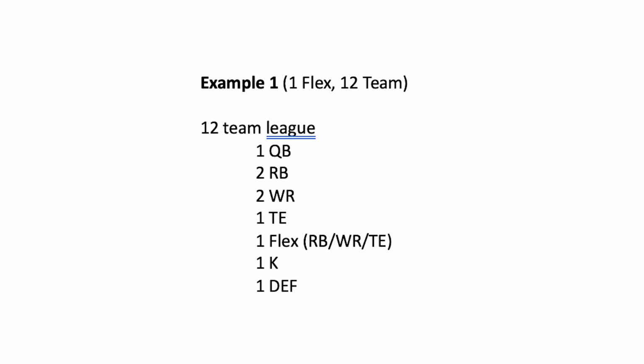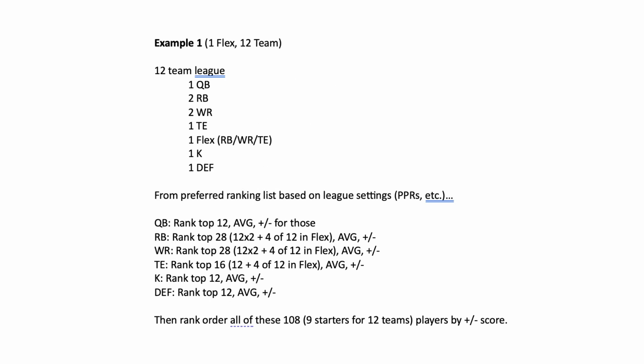12-team league, 1 quarterback, 2 running backs, 2 wide receivers, a tight end, a flex position where you can have a running back, wide receiver, or tight end, a kicker, and a defense. And so you'll use, in this case, whatever your preferred ranking is, and you can see examples here or explanations for each position. For example, quarterback, straightforward, not a super flex here, so you're just going to rank your top 12, average the score for those top 12, and then supply a plus-minus above or below the average that each projected quarterback's total score would be for that season.